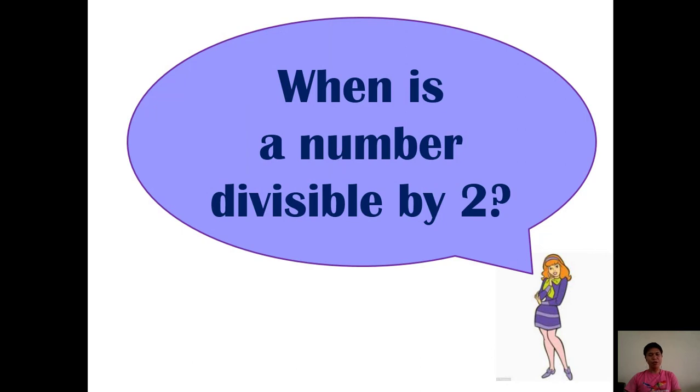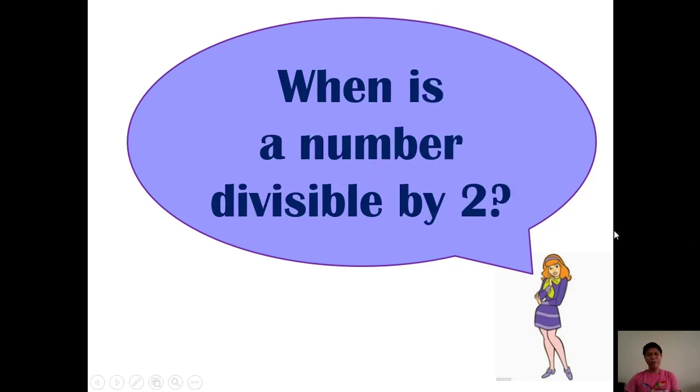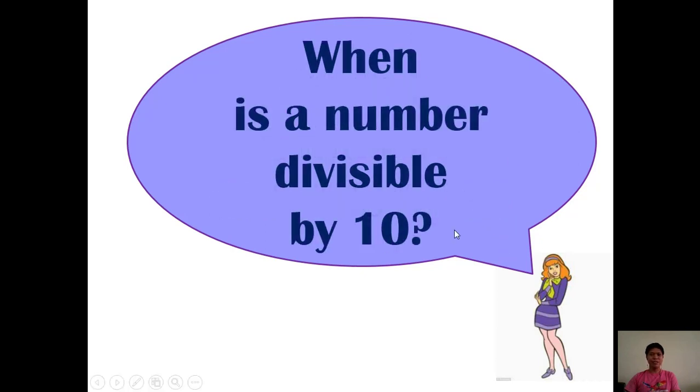When is a number divisible by 2? When is a number divisible by 5? And when is a number divisible by 10? Okay, again, a number is divisible by 2 if it is an even number, if its ones digit is 0, 2, 4, 6, or 8. It's divisible by 5 if it ends with 0 or 5. And it's divisible by 10 if it ends with 0.